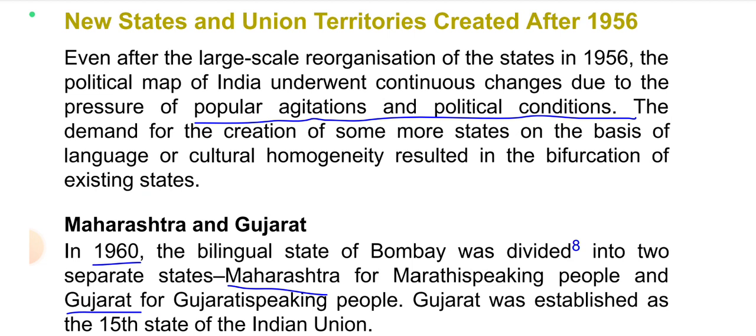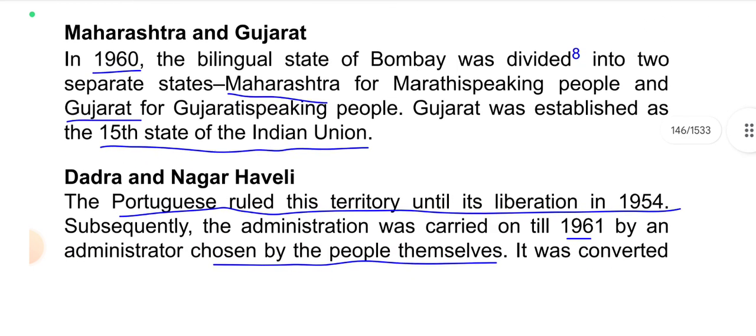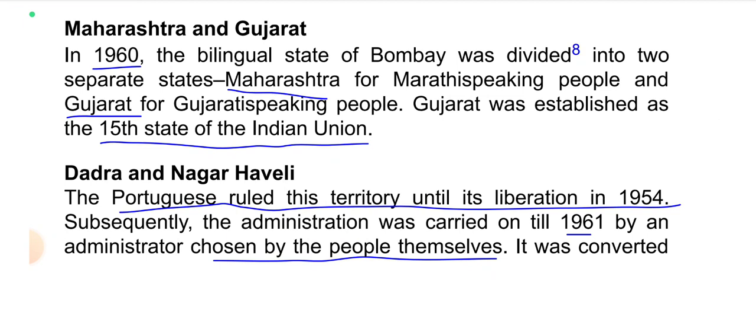New states and union territories created after 1956. So even after the large-scale reorganization of the states in 1956, the political map of India underwent continuous changes due to the pressure of popular agitations and political conditions. The demand for the creation of some more states on the basis of language and or cultural homogeneity resulted in the bifurcation of existing states. Maharashtra and Gujarat. In 1960, the bilingual state of Bombay was divided into 2 separate states, Maharashtra for Marathi-speaking people and Gujarat for Gujarati-speaking people. Gujarat was established as the 15th state of the Indian Union.